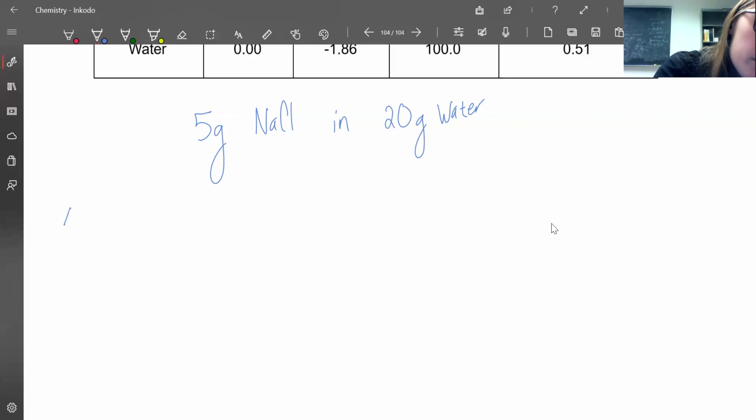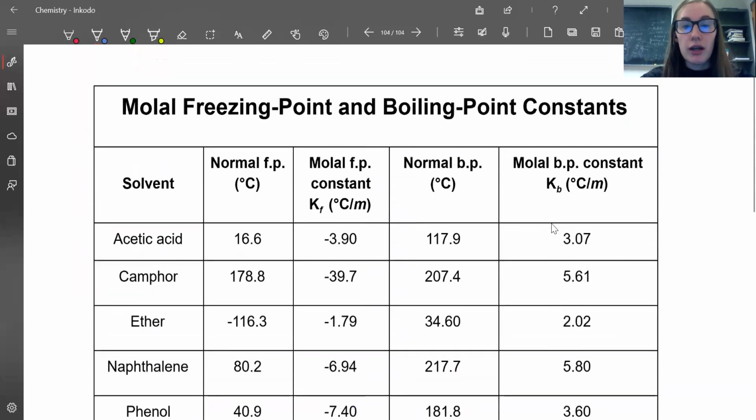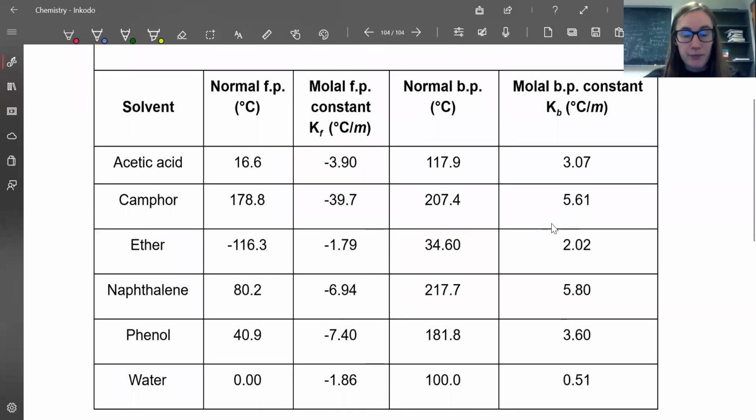The first one: the change in the temperature for the boiling point is equal to your Van 't Hoff factor times your constant for your boiling point times your molality. So I'll label that: Van 't Hoff factor, constant, molality. Whenever I ask you for any kind of calculation, I will give you a table. It looks identical to this. You'll find it on the second page of your worksheet for homework.